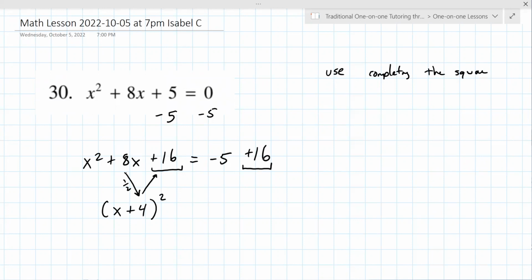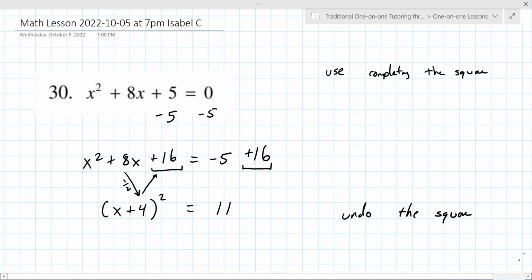Sides of the equation. Does that sound familiar to you? Yes. Perfect. So the right side becomes positive 11. And the last thing you want to do here is try to undo the square at this step, and you do that with the square root. So you're going to take a square root of both sides.